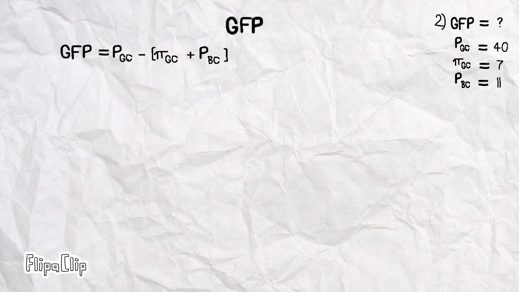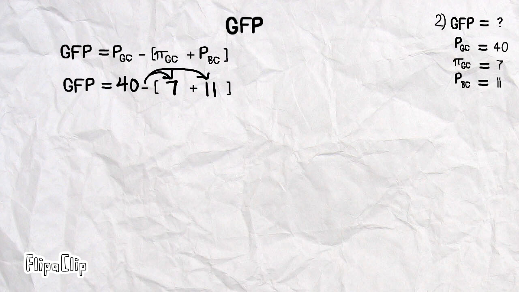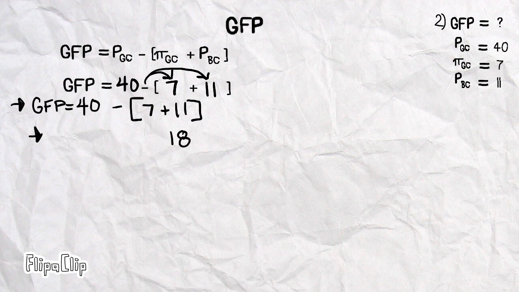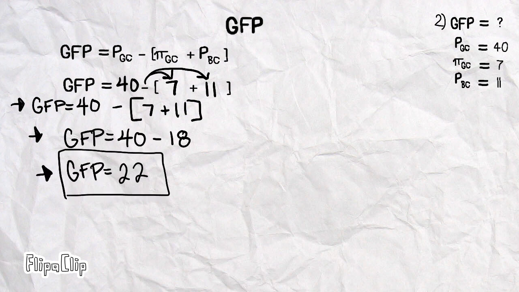Number 2. First, let's plug in our variables. Then, we can choose to distribute, or we can just add what's inside the parentheses since they're both numbers. Here, we get 18. So this means GFP equals 40 minus 18. So GFP equals 22.